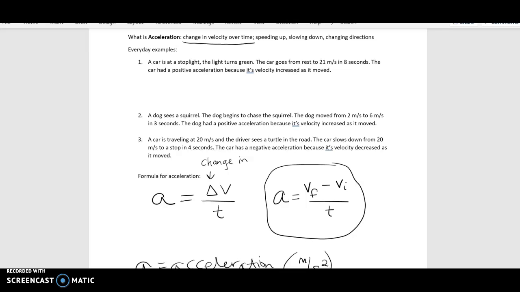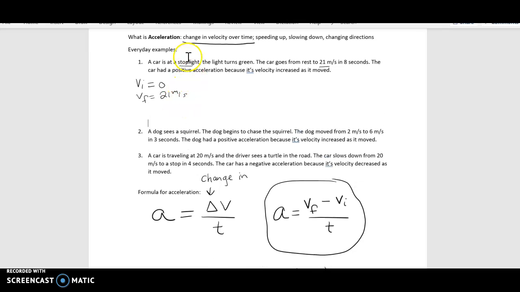it says that the car is at a stoplight. So I'm going to say that its initial velocity is 0. And then the light turns green, the car goes from rest to 21. So its final velocity would be 21. And it does that in 8 seconds. So time would be 8. And then say I wanted to find the acceleration of that car.